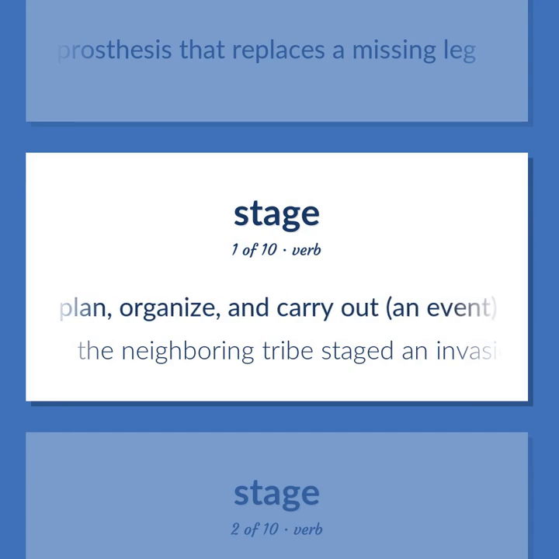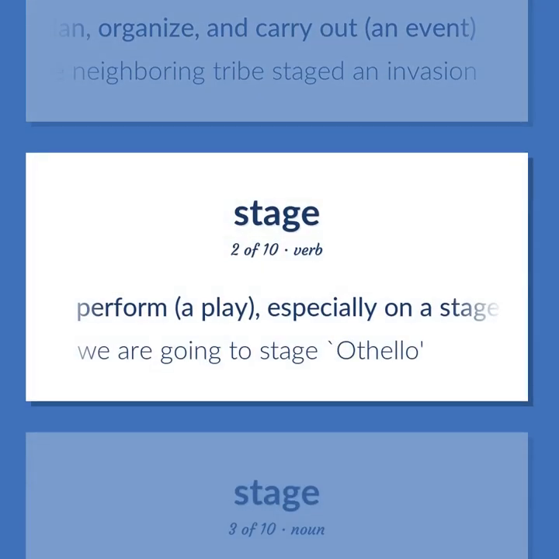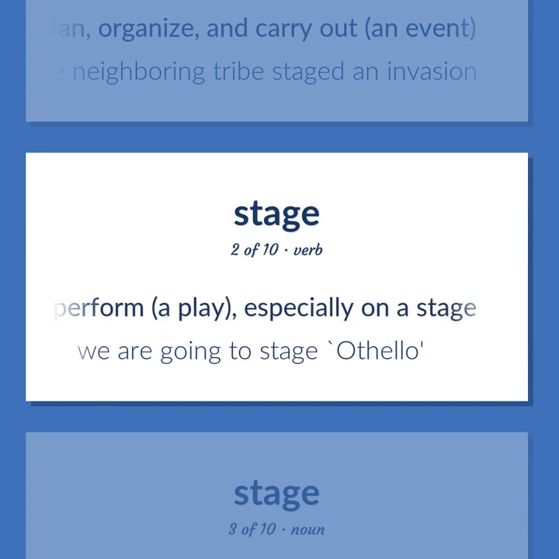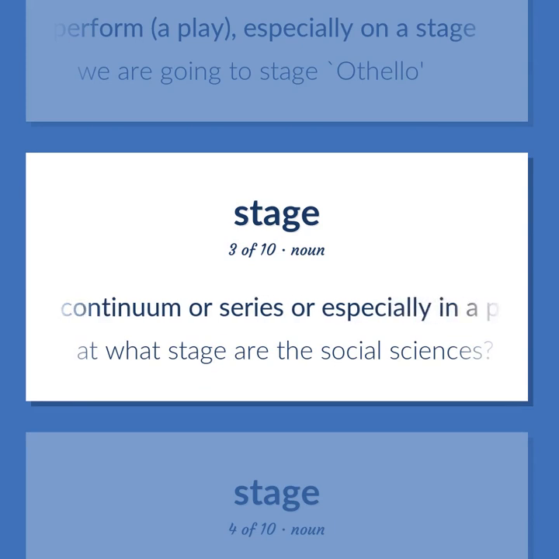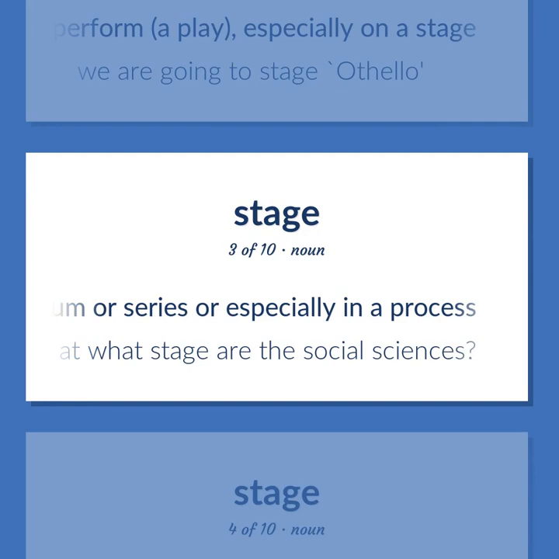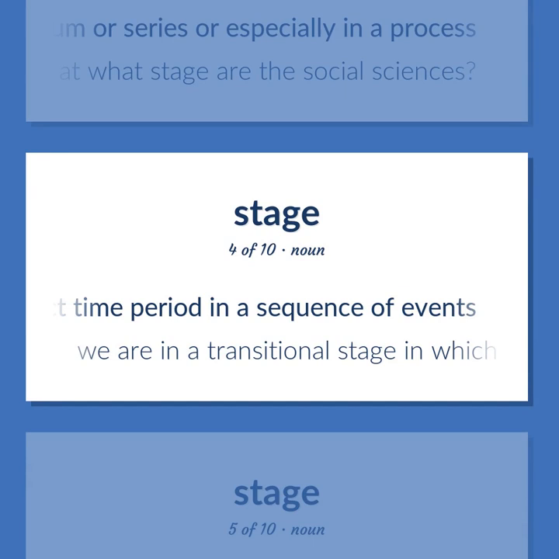Plan, organize, and carry out an event. The neighboring tribe staged an invasion. Perform a play, especially on a stage. We are going to stage Othello. A specific identifiable position in a continuum or series, or especially in a process. At what stage are the social sciences? Any distinct time period in a sequence of events. We are in a transitional stage in which many former ideas must be revised or rejected.